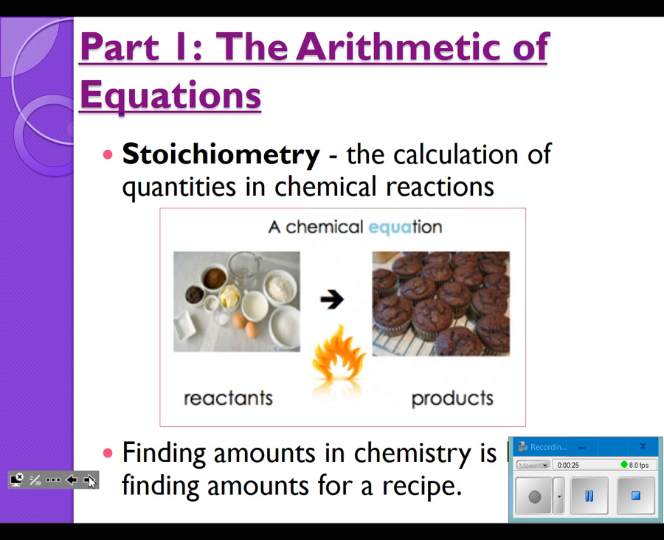Okay, part 1 is really just the arithmetic of equations, and it's stoichiometry. So the calculation of quantities in chemical reactions, that's the definition of stoichiometry. A chemical equation, remember, starts with reactants and ends up with products. So really it's just a way of finding amounts in chemistry, kind of like using the amounts in a recipe.